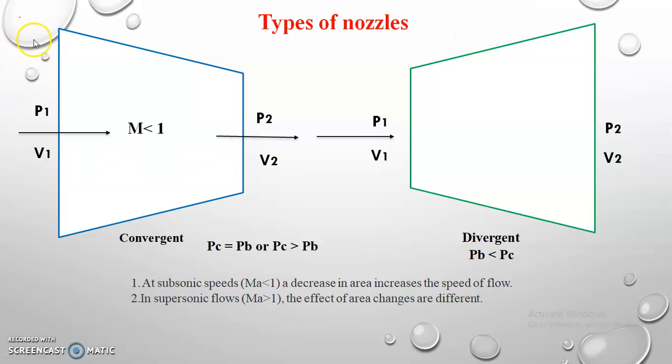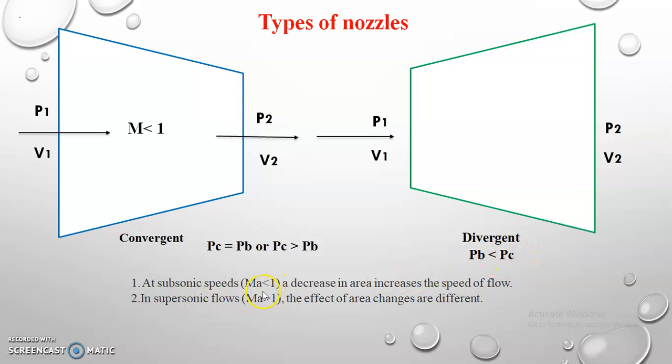High pressure steam enters the convergent nozzle. At the inlet condition the pressure P1 is high and the velocity is very small. The potential energy of the high pressure steam is converted into kinetic energy at the exit condition. In the divergent nozzle, from pressure P1 and velocity V1, the velocity will be highly increased. In the convergent section, the critical pressure is equal to or greater than the back pressure. In the divergent section the back pressure is less than the critical pressure.